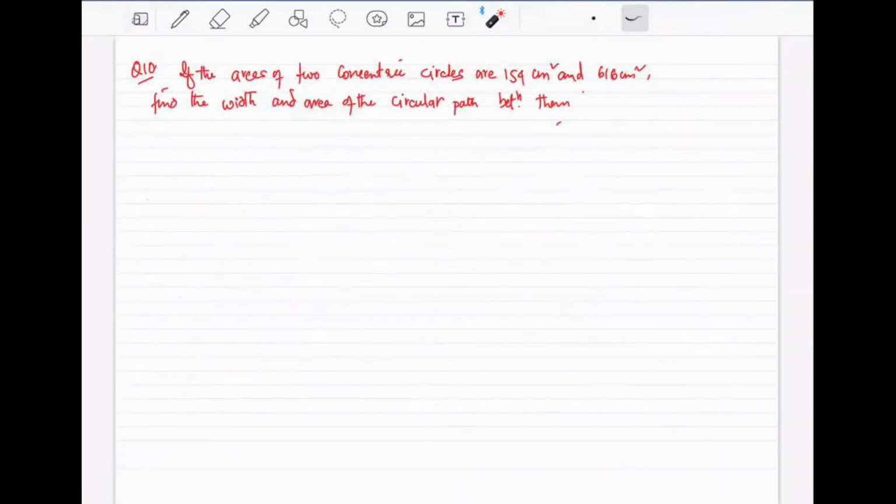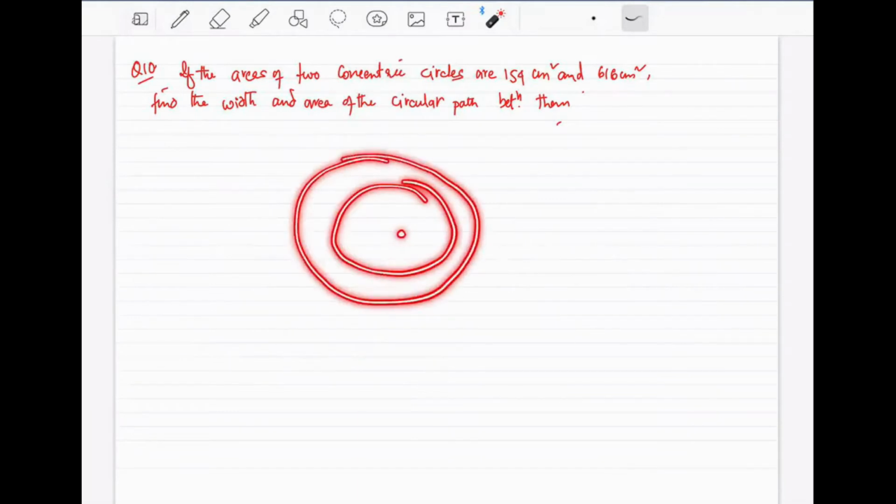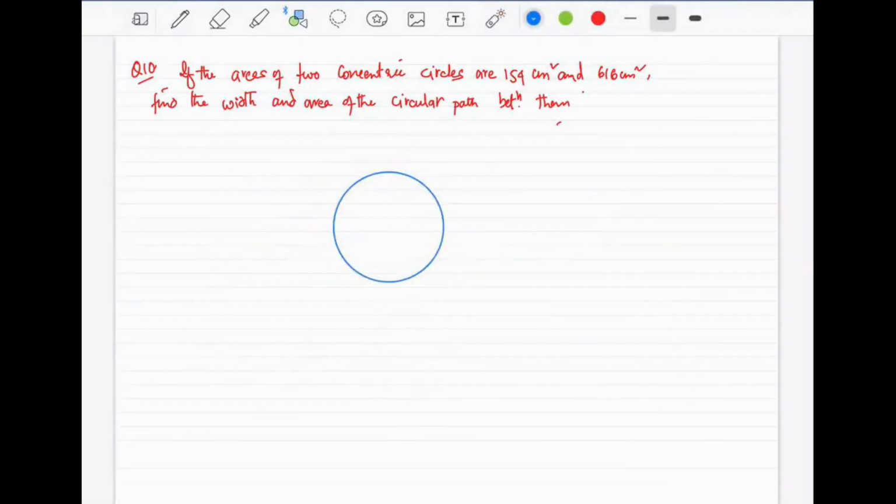And moving on to question number 10, a slightly different one. What you have to understand is the word concentric circle. There is a word mentioned here. Concentric circles are circles which have the same center but different values of radius, right? So if two circles have the same center but different values of radius, then these two circles are called concentric circles.